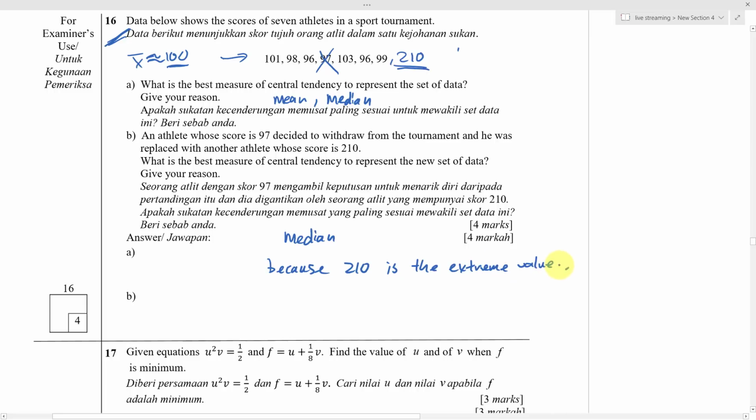If you want to further explain, you can say because if I add the 210 into it, it will dramatically affect my mean value. So therefore, I will use the median, something like that. You can use any of your words to explain this part. This part is not so much about math. I believe you can open your statistics topic and just read about that. You should be able to understand this. It's not very hard here. When you have repeated numbers, then we will use the mode. Okay.